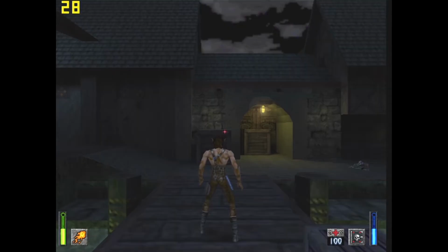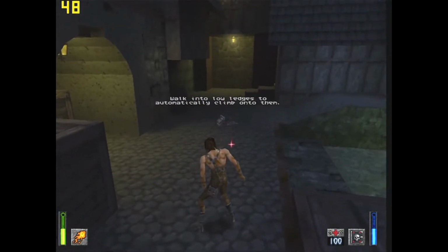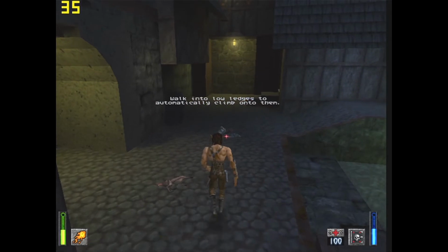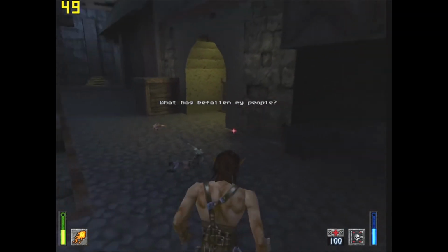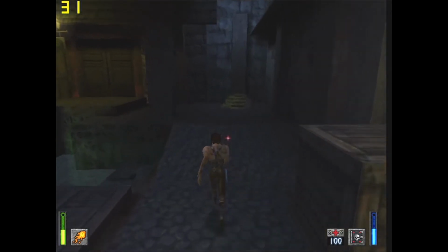Heretic 2 I tested as well. That's based on the Quake 2 engine and performed very well in OpenGL mode running in 640x480, pulling anywhere between 30 and 50 frames per second in most sections of the game.